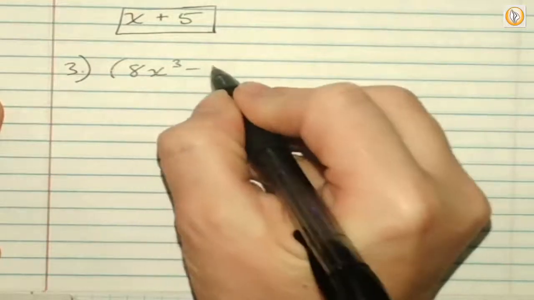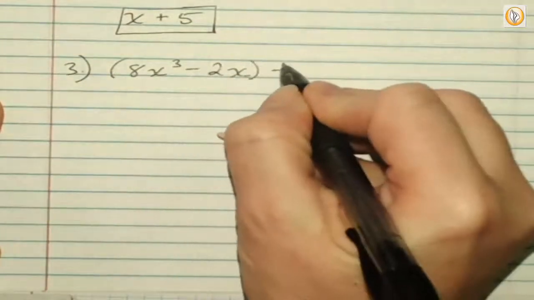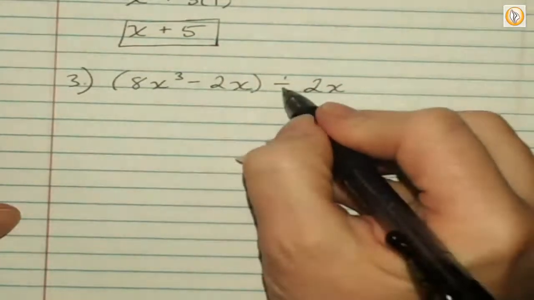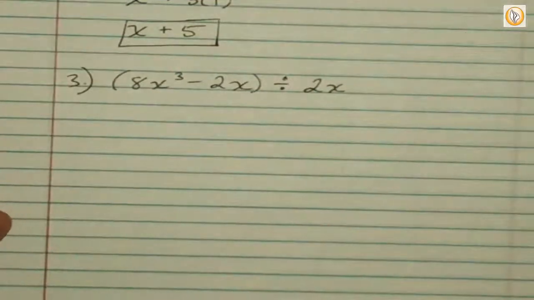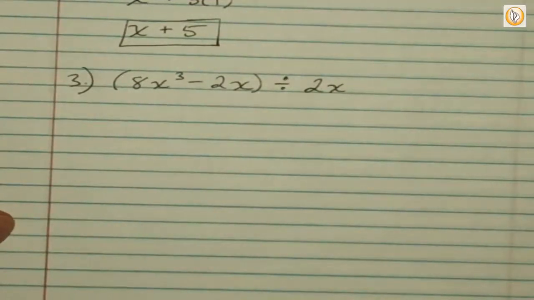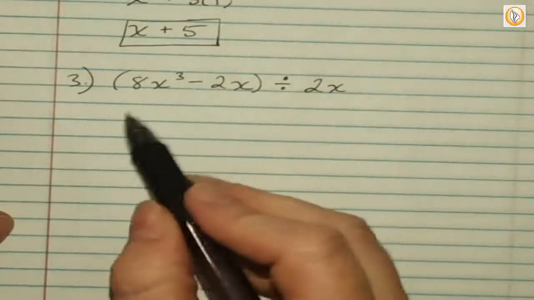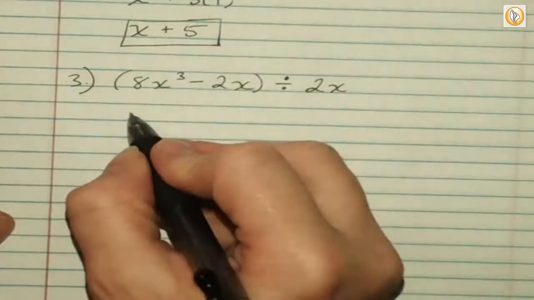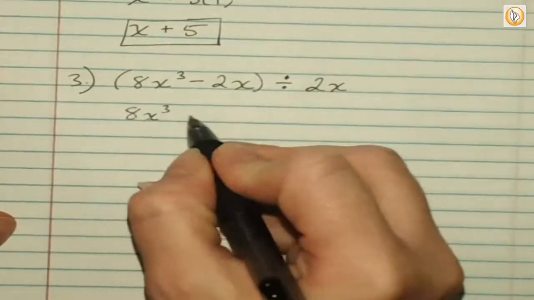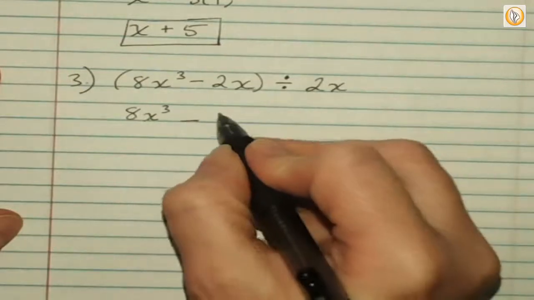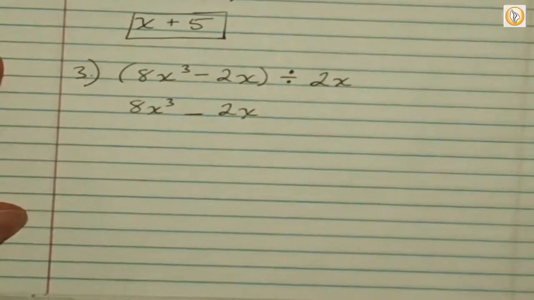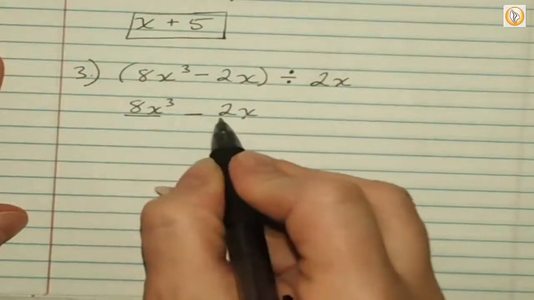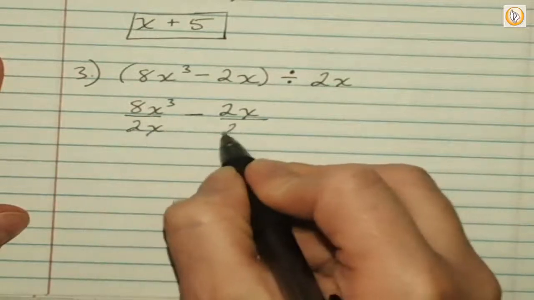8x cubed minus 2x divided by 2x. Okay, we're going to do it just like the other one. You don't have to worry about descending really or anything. Your answer needs to be in descending order. So I'm going to rewrite this with my negative sign, just like that. And then this is my divisor, and I'm going to put my divisor under each term.